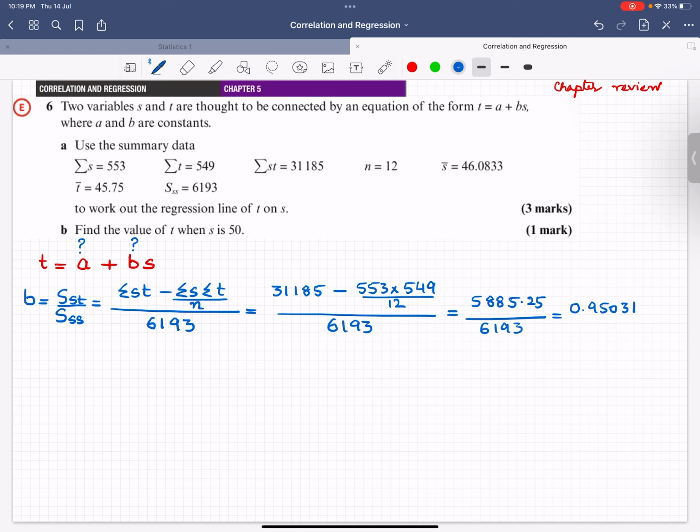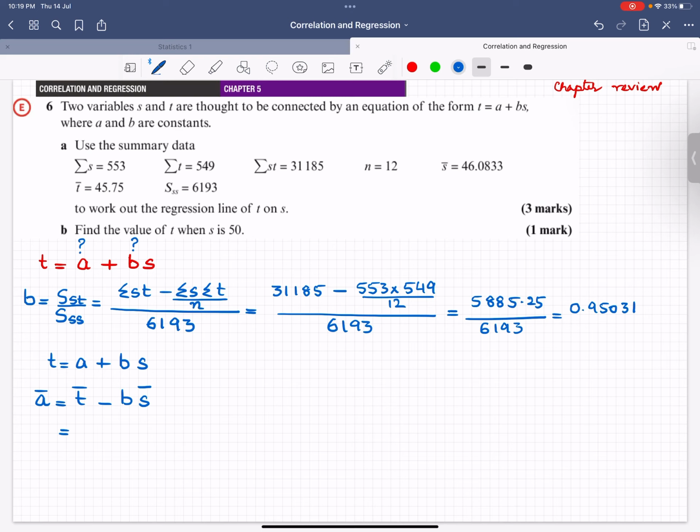Now we need to work out the value of a. So we see that t is equal to a plus bs. If we make a the subject of the formula here, we can find the value of a. a is equal to t minus bs. So we take this term bs to the other side. So a is equal to t-bar minus b s-bar. Here we use the average values of t and average values of s.